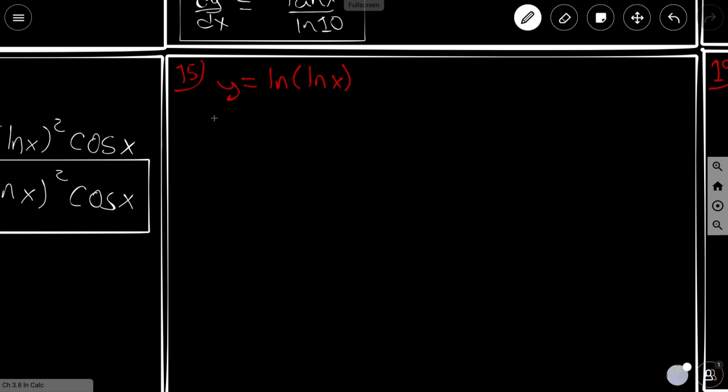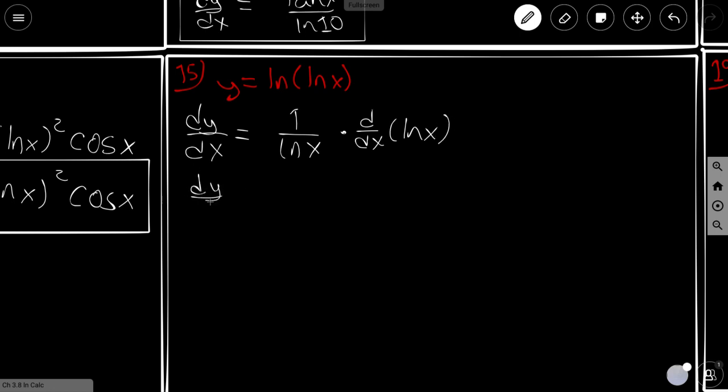Let's move on. Let's go ahead and start by differentiating. It's going to be 1 over ln x times the derivative of ln x. So the derivative of ln x is 1 over x, so this problem is just going to be 1 over x ln x.